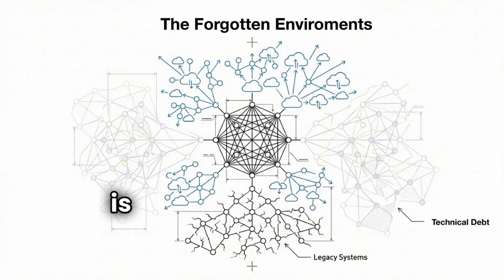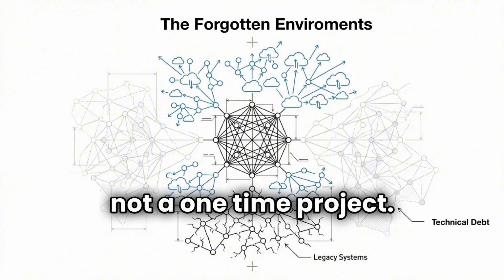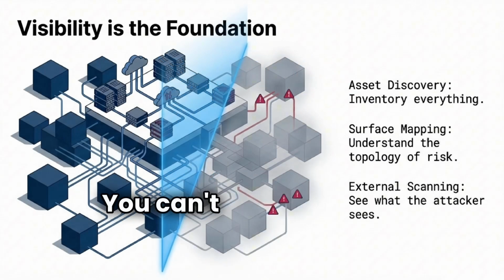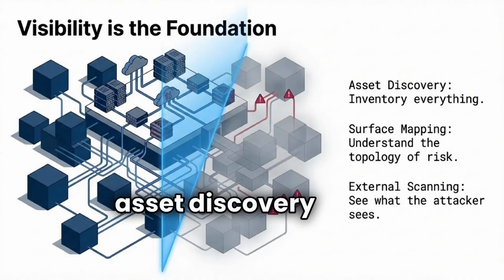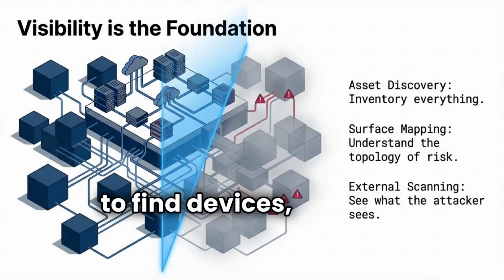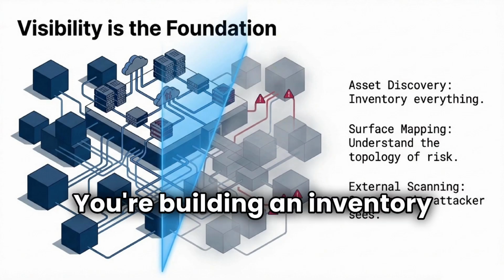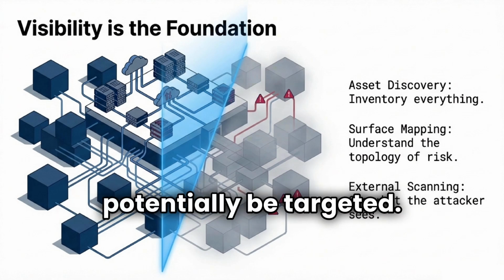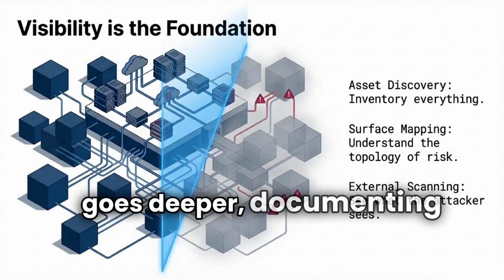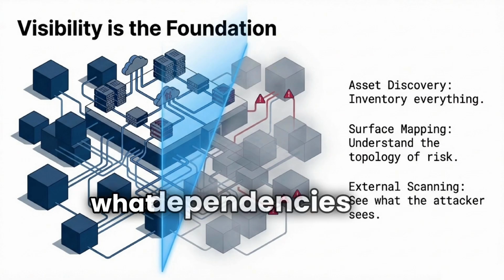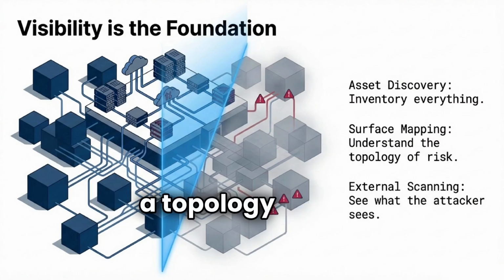Managing your attack surface is an ongoing process, not a one-time project. So how do organizations approach this? First, you need visibility. You can't manage what you don't know about. Asset discovery tools scan your network to find devices, services, and applications. External attack surface management platforms scan from the attacker's perspective, identifying what's visible from the outside. You're building an inventory of everything that could potentially be targeted. Attack surface mapping goes deeper, documenting not just what exists, but how things connect, what data flows where, what dependencies exist. This gives you a topology of risk.